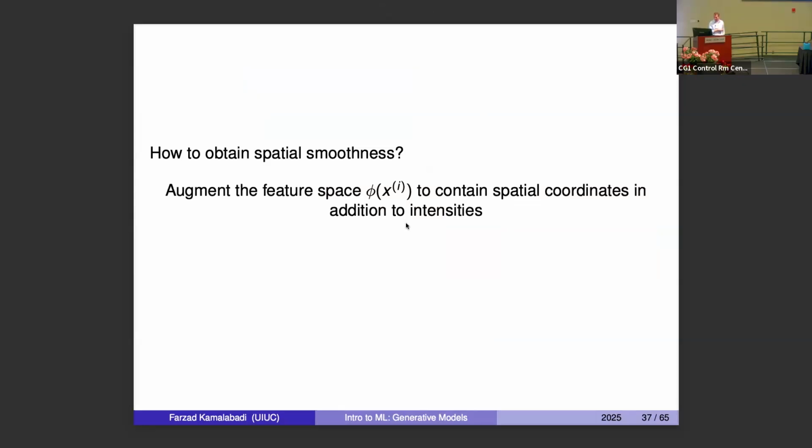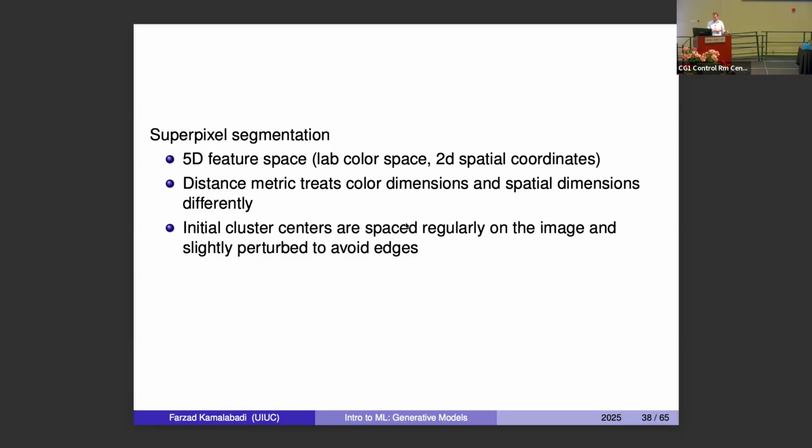I already talked about some of these concepts. Spatial smoothness: you can augment the feature space to contain spatial coordinates. That's one idea. You can use this for a variety of applications. The superpixel has a 5D feature space and the corresponding distance metric.